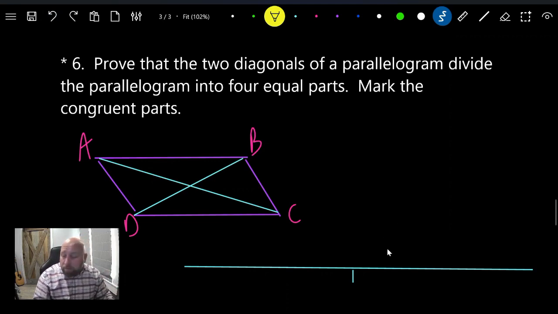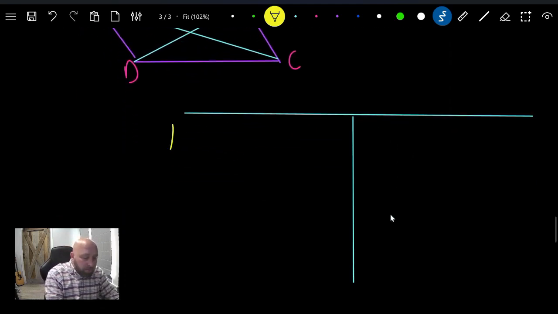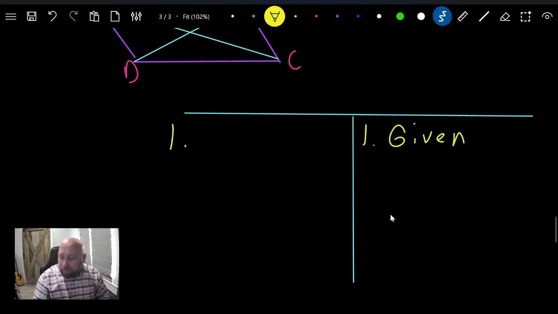All right, so I would go about this basically by saying, first of all, we're just going to put the given that it's a parallelogram and that the diagonals, and so we'll just write given. And that's in your book. They basically tell you what the given is. I'm not going to take the time to write it out. Step number 2.